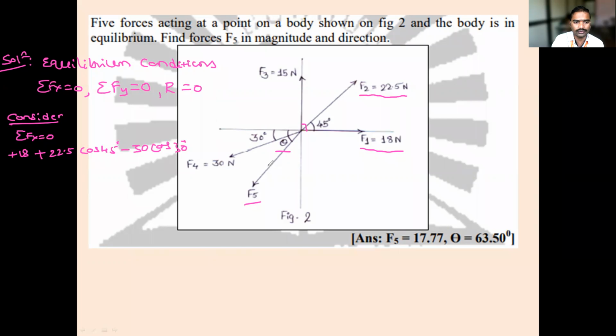Okay. Next, F5. F5 का x component. That is negative, correct? So minus F5 cos theta. It is making angle theta with respect to horizontal. Okay, so I will transfer this F5 cos theta on the right hand side. So F5 cos theta is equal to, calculate all of you. What is this value? Calculate all of you.